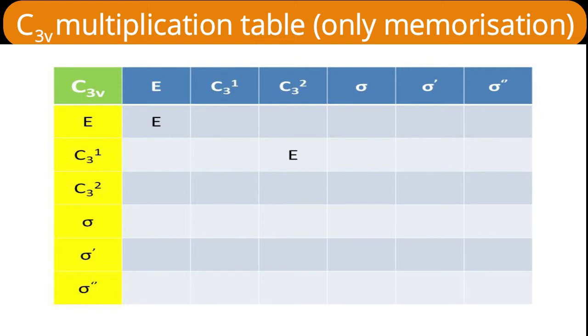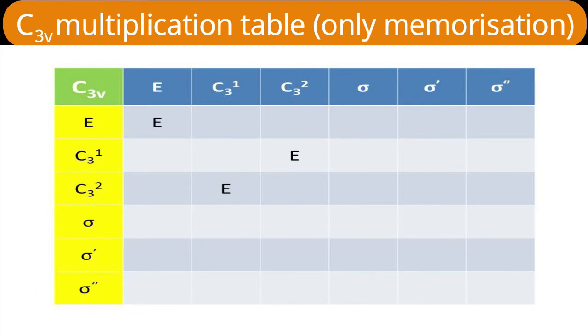Now if I consider the third operation C32, which operation should I consider so that I get the multiplication as identity? C32 means rotation by 240 degrees. In order to get a 360 degree rotation, I need to consider a further 120 degrees, meaning the C31 operation. Therefore, C32 into C31, the result is identity. From the position of the result, you can see how I am doing the multiplication. First, I am considering the operation from the column, then the operation from the row.